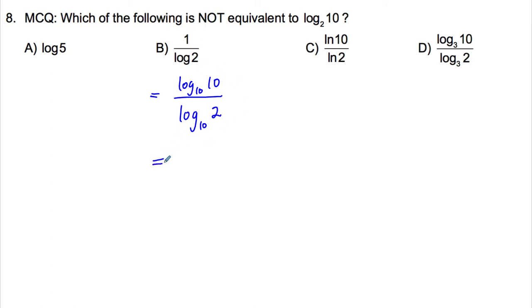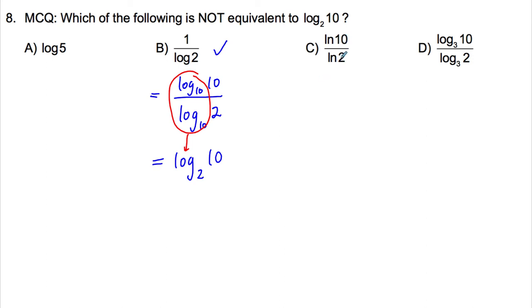Now I can use the reverse of the change of base logarithm formula, and I can condense this into a single logarithm. It condenses into a single log, and then the denominator power becomes the new base, the numerator power becomes the new power. So I can see that this expression of 1 over log 2 is the same as log base 2 of 10. So that's not the answer we're looking for.